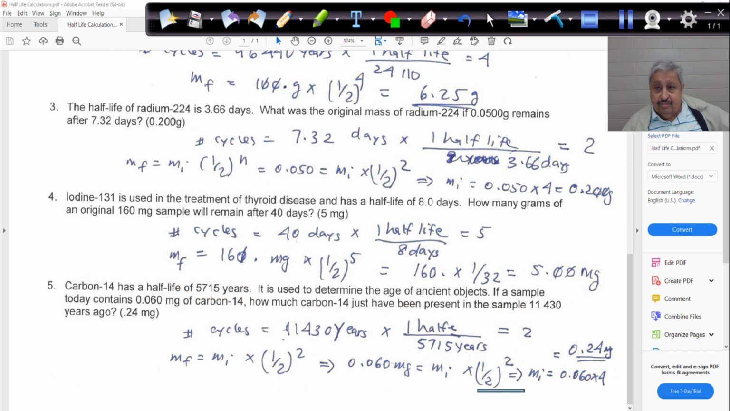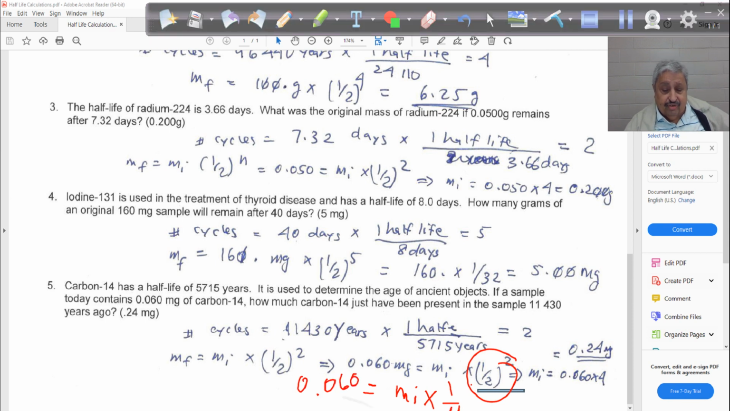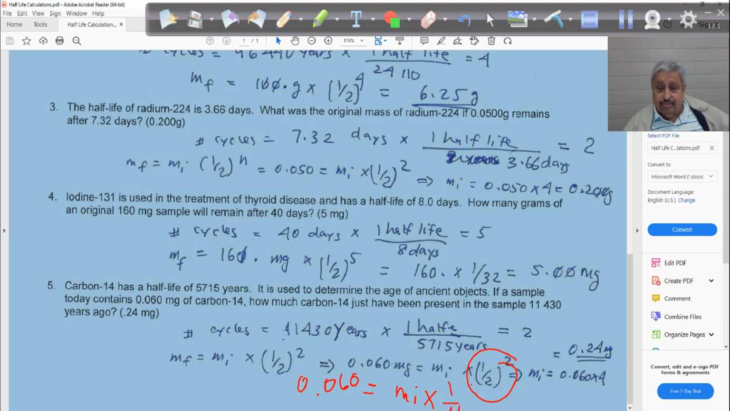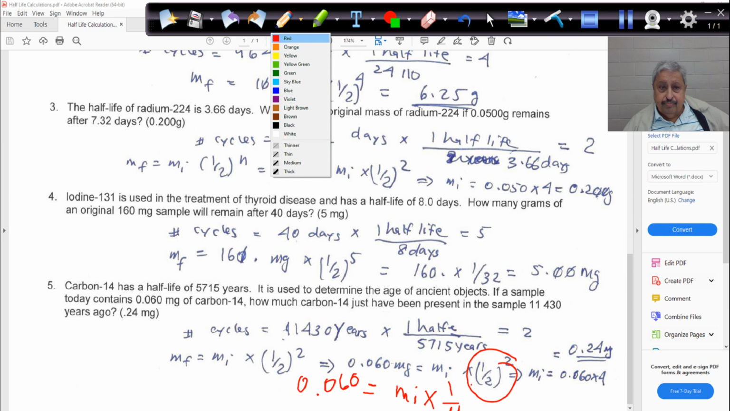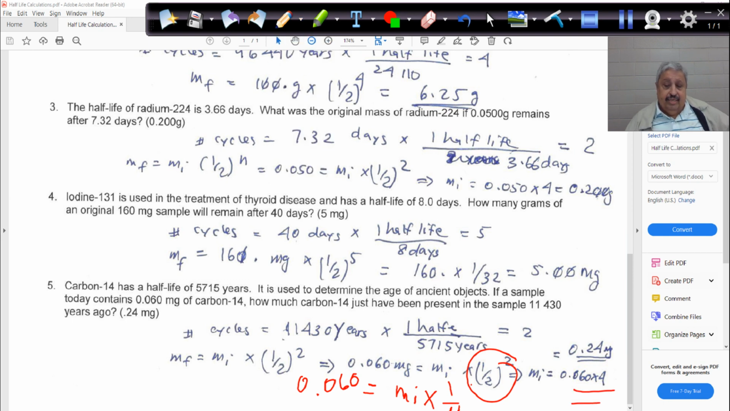So when you square this one here, what will your answer be? This is 1 over 4, correct? So 1 over 4 multiplied by M initial equals 0.060. Just cross multiply, take the 4 here. That will give you this calculation: M initial is 0.060 multiplied by 4, which gives you 0.24 milligram, correct? And the answer here is correct.